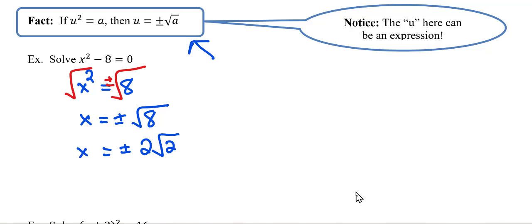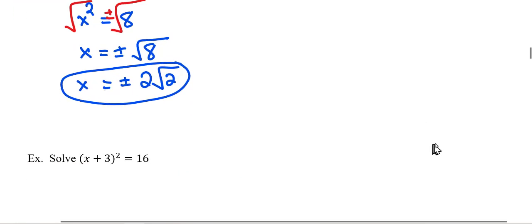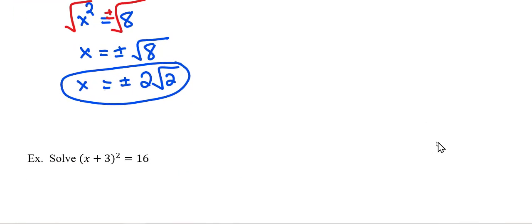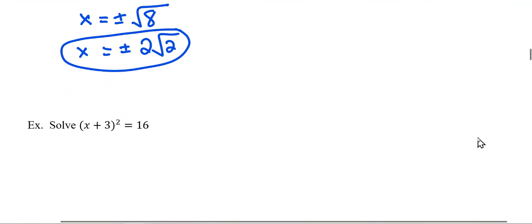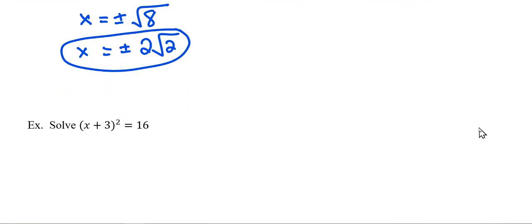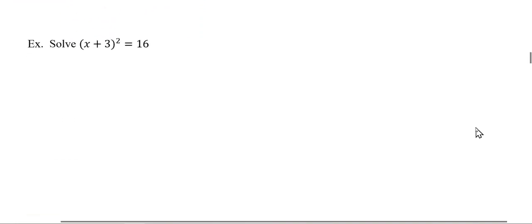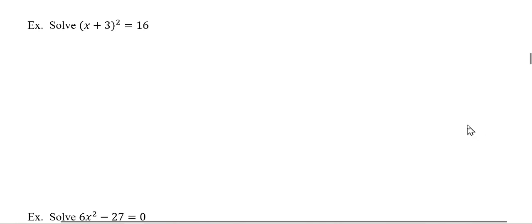Okay, so now notice we have 2 solutions there as well. Every quadratic equation that we have seen thus far has had 2 solutions. That is interesting. We will talk about that in a little bit. Okay, this example that we have here, (x + 3) squared equals 16.